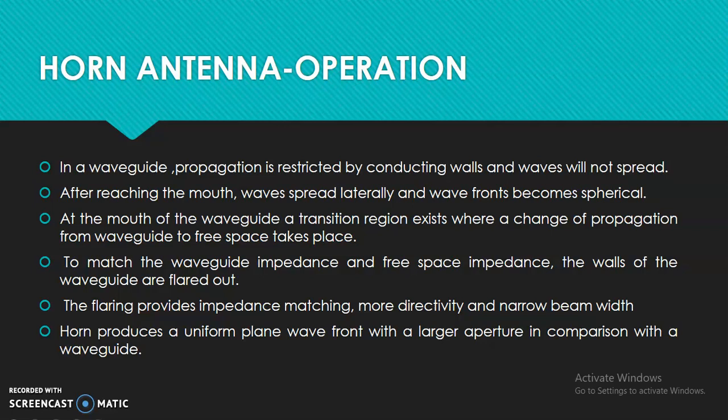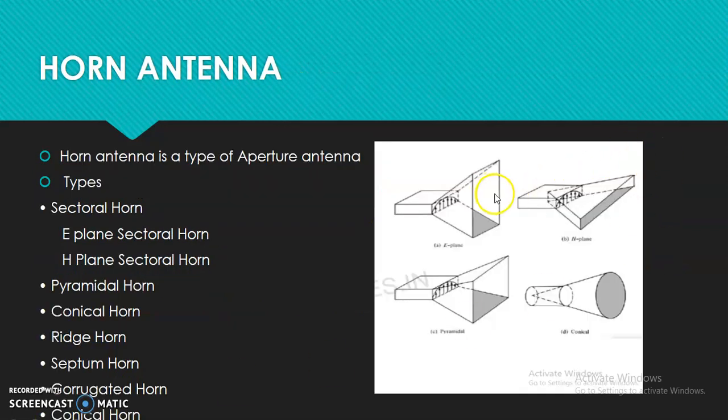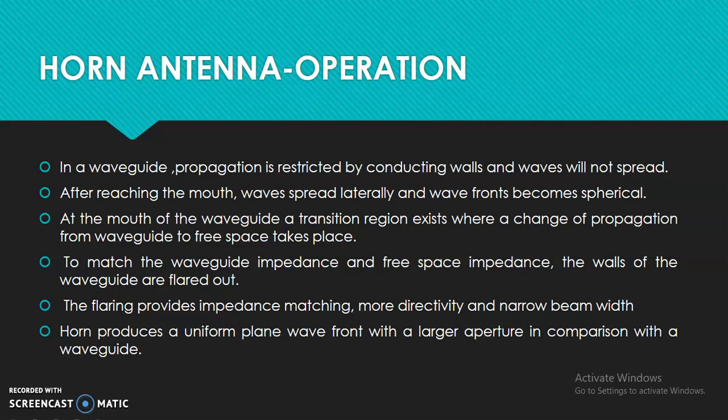In a waveguide, the propagation is restricted by conducting walls and waves will not spread. The propagation is restricted by the walls of the horn antenna. After reaching the mouth, waves spread laterally and the wave fronts become spherical. That is, after reaching this, these are the structures of horn antennas. Look, this will be the mouth of the antenna.